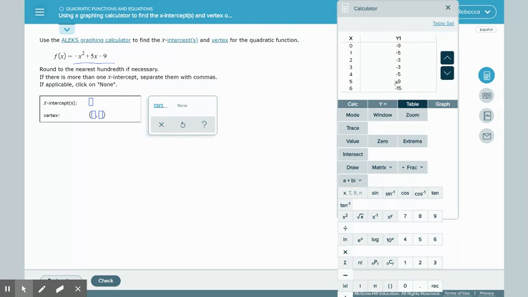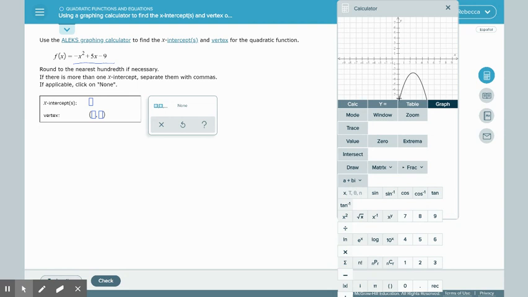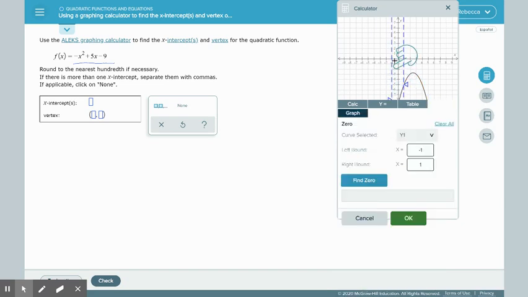And so then when you click on table, it'll give you a list of ordered pairs. And then now that we click on graph, it's going to show us a picture of the parabola. So we're going to be able to see right away that it does not cross the x-axis. But if you wanted to find the zeros, you would click on the zero in the table, and it's going to give you these two dotted lines.